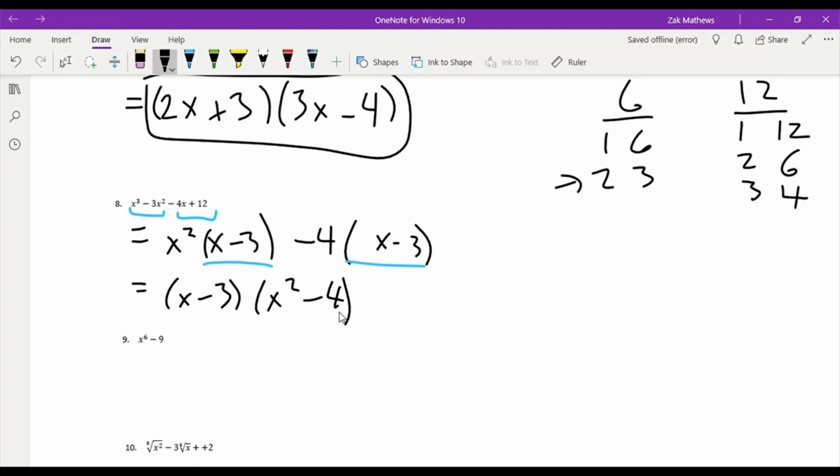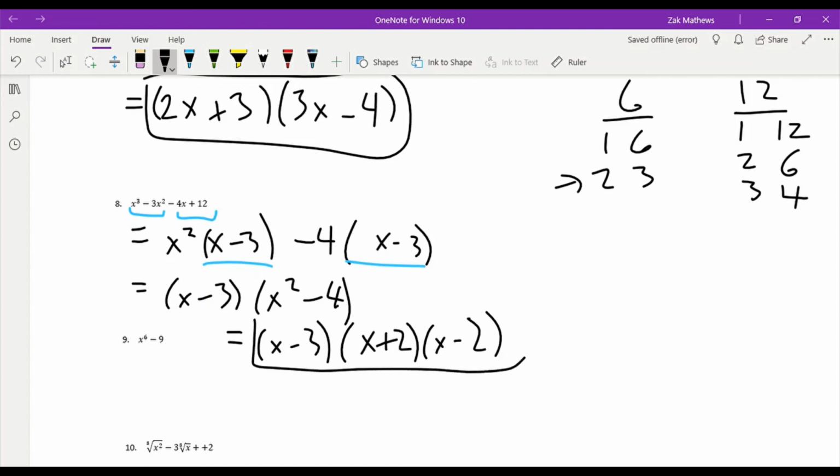Now there's actually a little bit more work that can be done here, because now we have still an x squared back here. That potentially can be factored more. X squared is a perfect square, and 4 is a perfect square, so it is the difference of squares. So we can write this as x plus 2 and x minus 2. And now we have all just as linear factors, just x's, and so that is completely factored. That is our answer.